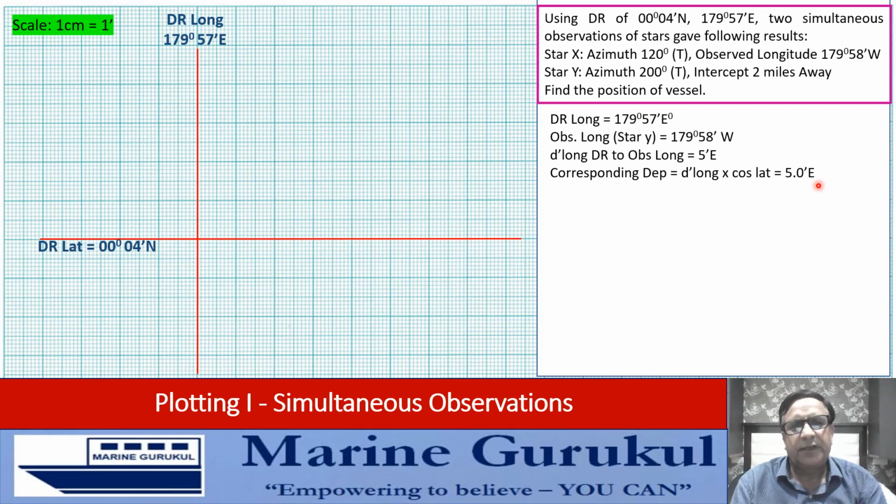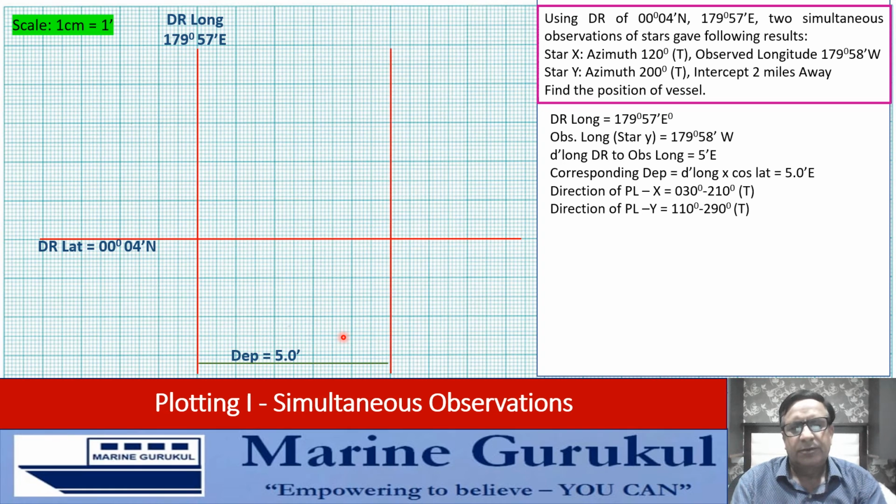Then we identify the direction of the PLs, perpendicular to their respective azimuths out here. And now with the departure being 5 minutes east with respect to DR long, we mark off the departure here, 5 minutes east, and we draw the meridian of the observed long. Now through this point, which is the intersection of DR lat with observed long, we have the PL for star X in the direction of 030 to 210, and you can see the PL of X coming up on the plot on the graph passing through this point.